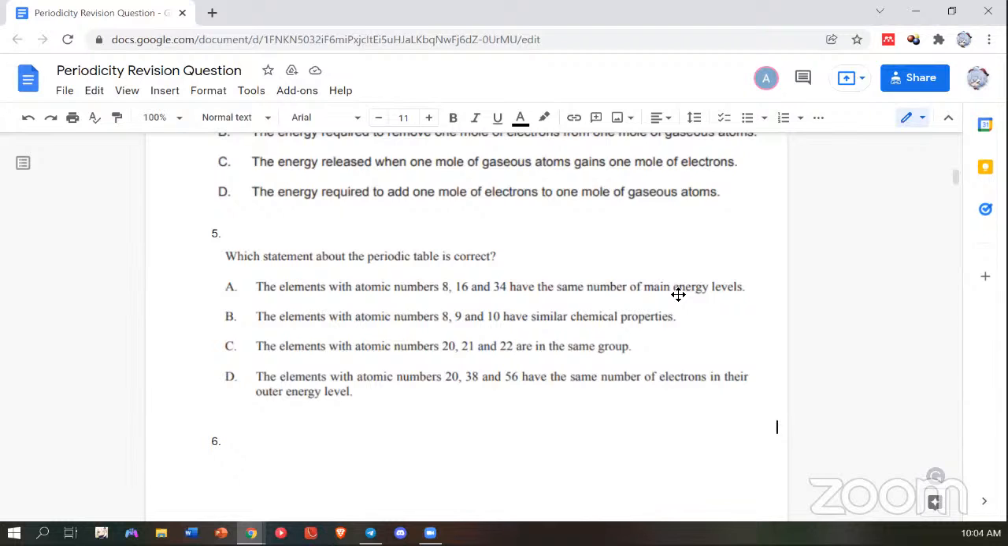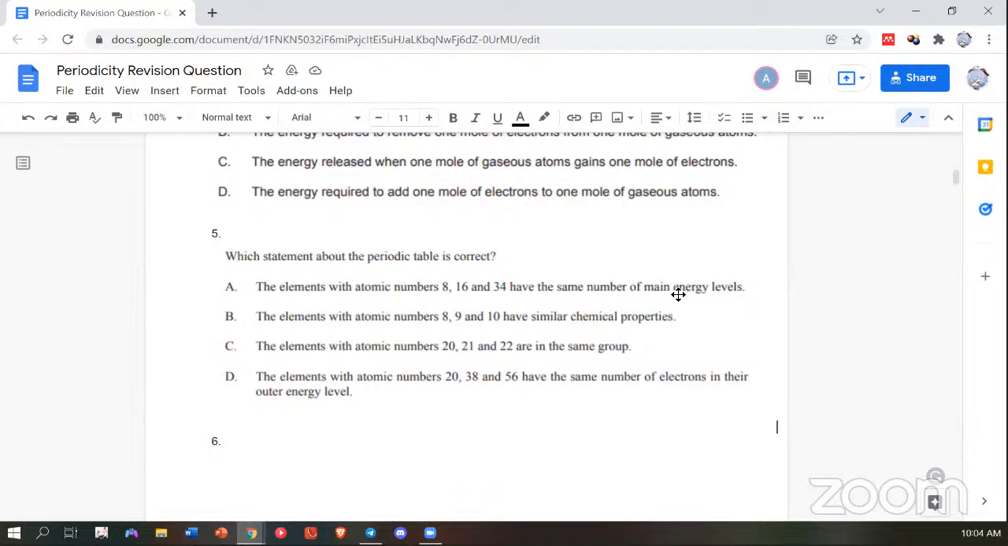Jadi kita tengok B, the elements with atomic number 8, 9, 10 have similar chemical properties. 8, 9, 10. Main energy levels tu equal to shell. And then kita tengok 8, 9, 10 different group. So kalau dia nak cakap dia ada similar chemical properties, dah of course salah sebab dia different group. So dia ada different valence electron. And kita tengok C pula. C, the elements with atomic number 20, 21 and 22 are in the same group. Lagilah salah sebab 20, 21, 22 dia ada dekat dalam group 2, group 3 and group 4.